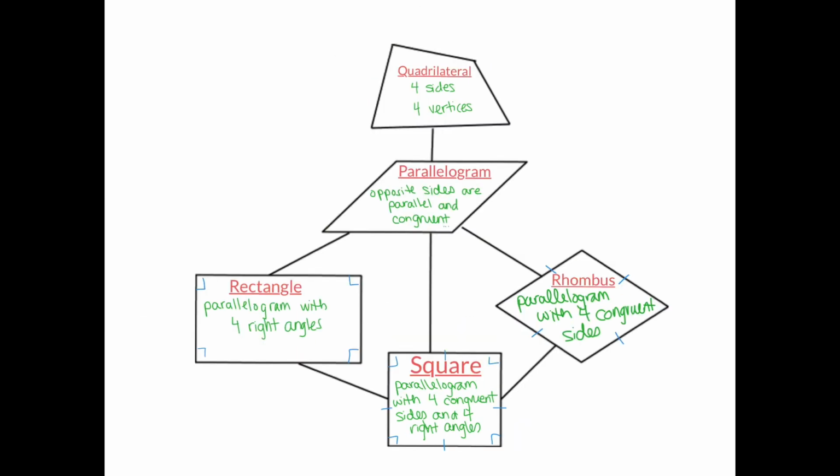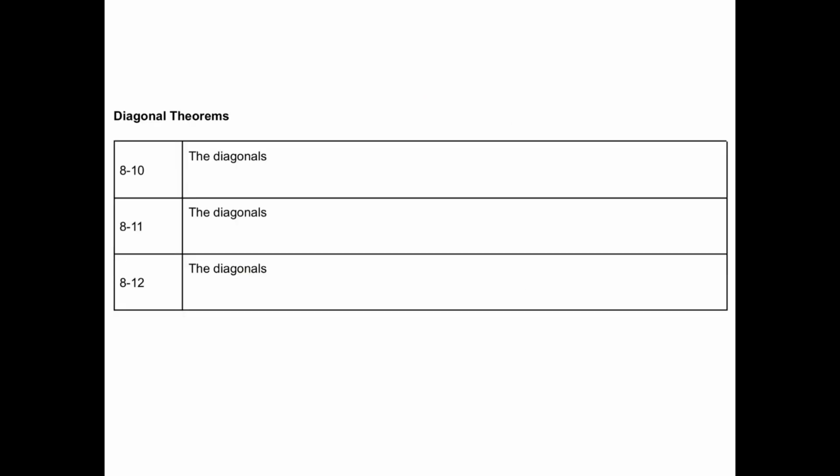So again, this flowchart works from the most generic type of name at the top, quadrilateral, 4 sides, 4 vertices. One specific type of quadrilateral is a parallelogram, but we can get even more specific within the parallelograms with a rectangle, a rhombus, and then the most specific is a square. These shapes also come with theorems specifically about their diagonals.